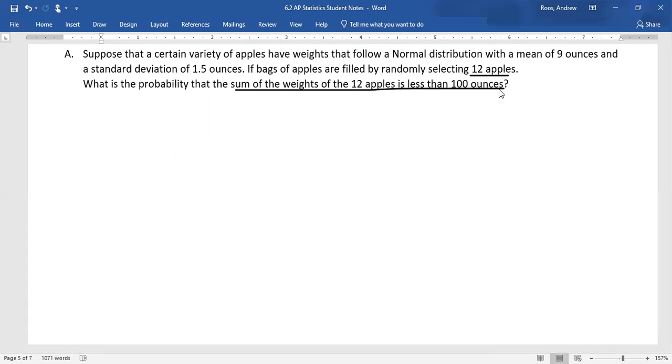Okay, so for this one, we cannot just right away do normal CDF, because we're not talking about a single randomly selected apple. We are talking about the probability that the sum of the weights of 12 apples is less than 100 ounces. So starting off, we have to assign what our variable is going to represent. So we could say, let X equal the weight of a randomly selected apple.